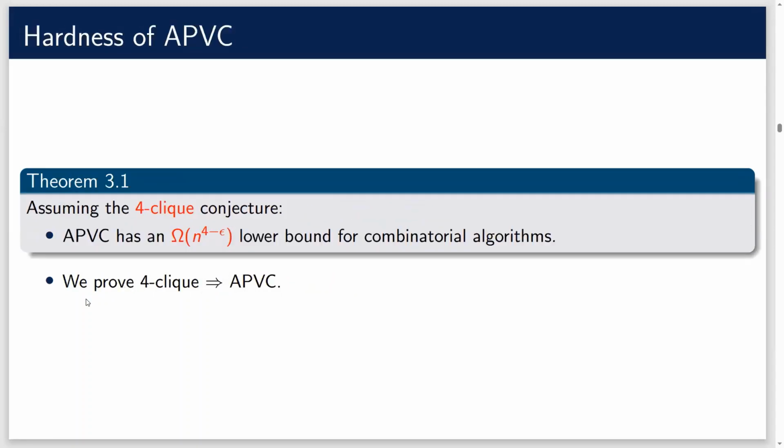Now we go on to our main theorem of APVC. We first assume the Four-Clique conjecture, that we cannot solve Four-Clique very fast. Assuming this, we give a result that the all pairs vertex connectivity problem also has an omega n to the 4 minus epsilon lower bound for combinatorial algorithms. The proof is generally a reduction from Four-Clique to APVC. So we know that if APVC is easy to solve, then Four-Clique is also easy to solve.